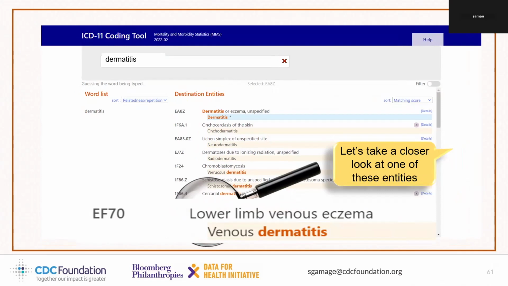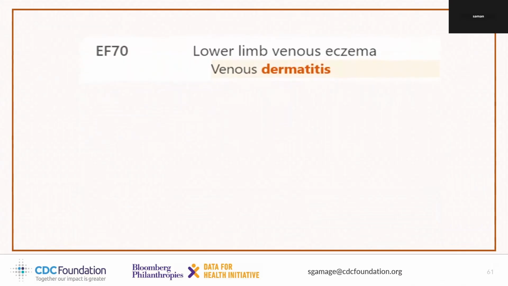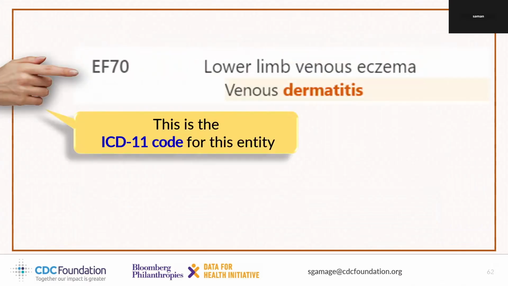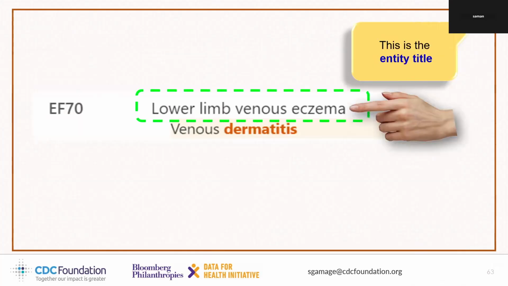Lower limb venous eczema, EF70. This is the ICD-11 code for this entity, EF70. The ICD is the International Standard Diagnostic Classification. Codes are what makes ICD a classification because they enable us to classify diagnoses and medical conditions under an exhaustive set of mutually exclusive categories to aggregate data at pre-prescribed levels of specialization for different purposes. EF70 is the ICD-11 code, and lower limb venous eczema is the entity title.